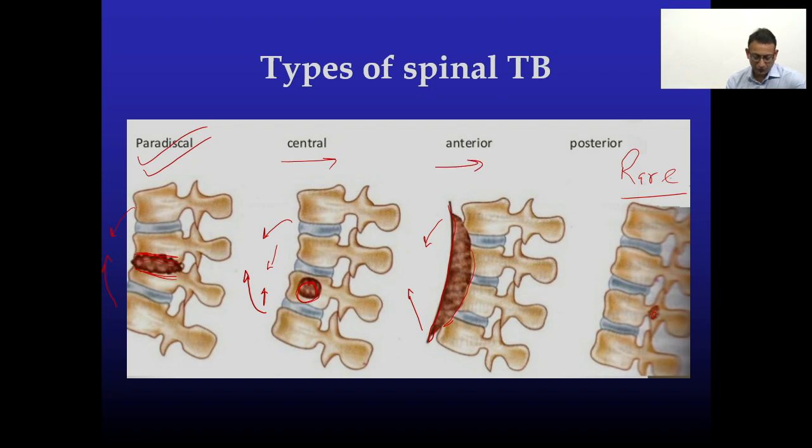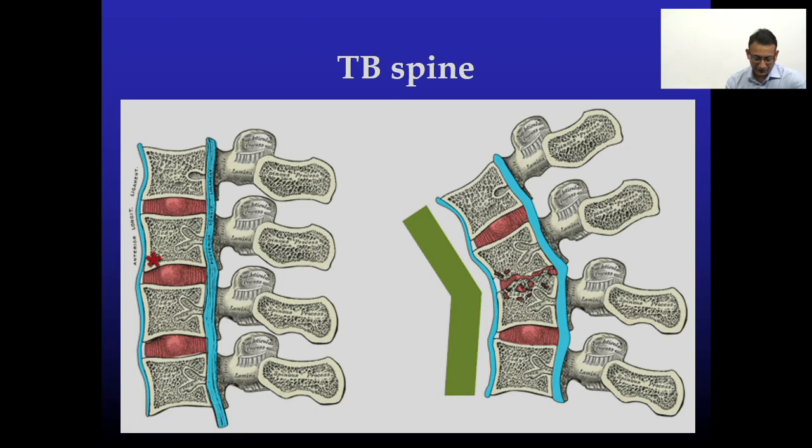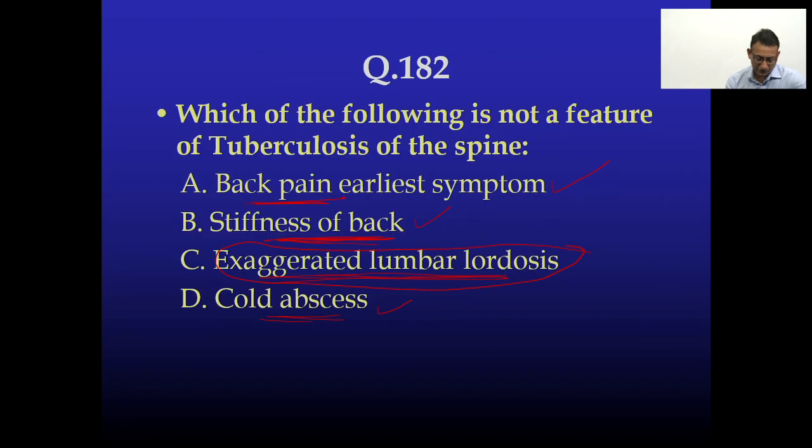So, we will go with the common things you can see in the next picture. So, if this area collapses, what will happen? There will be kyphosis. Okay. So, there will not be any lumbar lordosis. So, the answer to this question should be C, exaggerated lumbar lordosis. Okay. So, the answer is C.